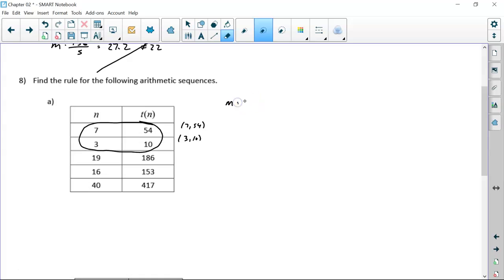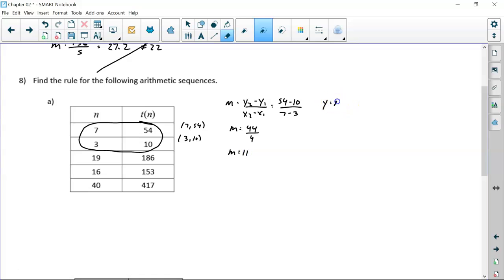So for our slope, y sub 2 minus y sub 1 over x sub 2 minus x sub 1. So we could do 54 minus 10 over 7 minus 3. So it's going to be 44 over 4. So the slope is 11.